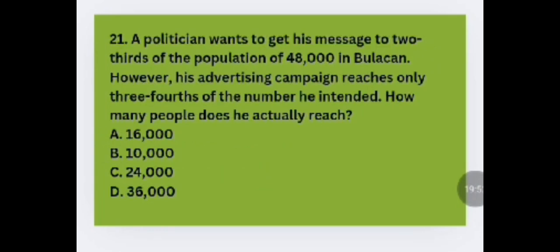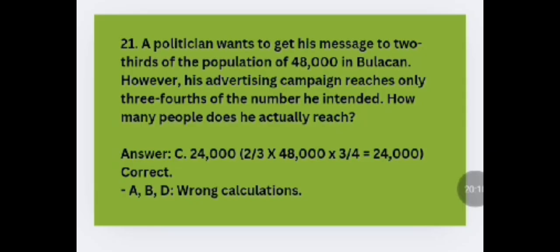21. A politician wants to get his message to two-thirds of the population of 48,000 in Bulacan. However, his advertising campaign reaches only three-fourths of the number he intended. How many people does he actually reach? So the formula here is two-thirds times the 48,000 people times three-fourths. So it is 24,000. So the best answer is letter C, 24,000.